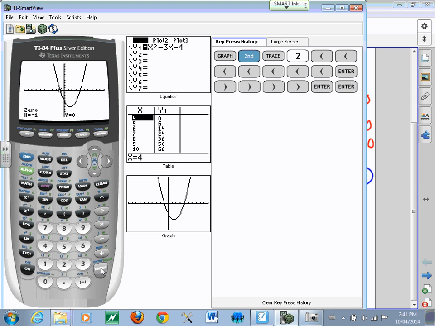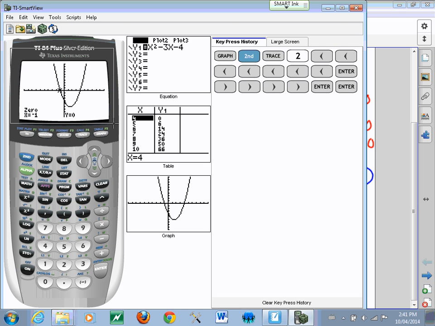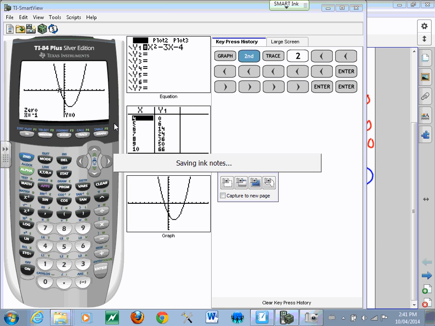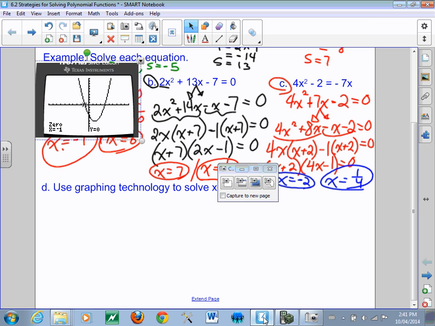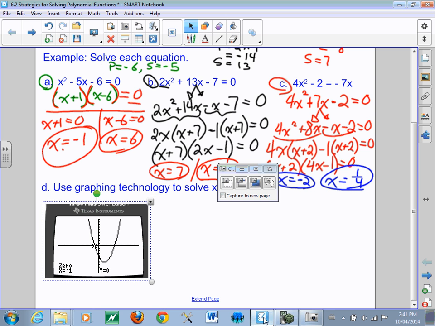I'm just going to quickly capture that and bring it to our lesson as proof of 1, 0. Okay, let's go back to the lesson for a second. Hopefully it's there. Good, I'll drag it down. Okay, and we'll do the same for the other 0.